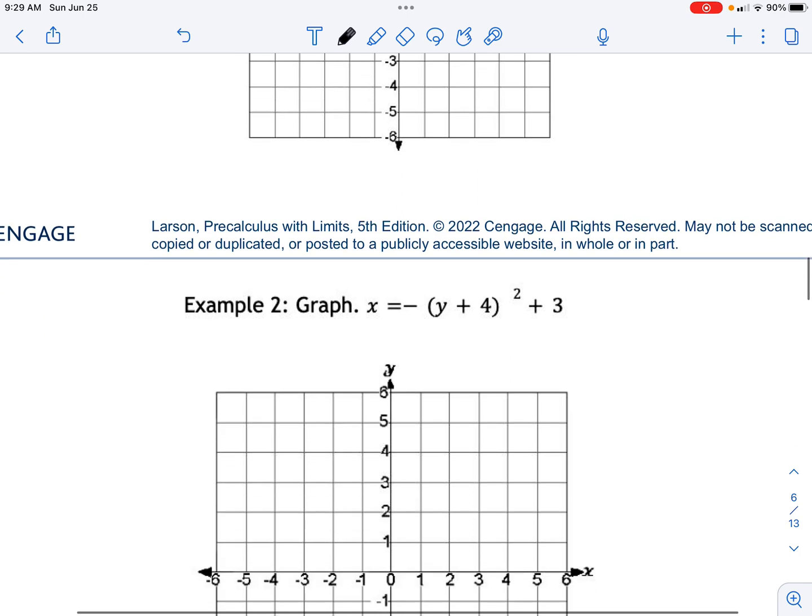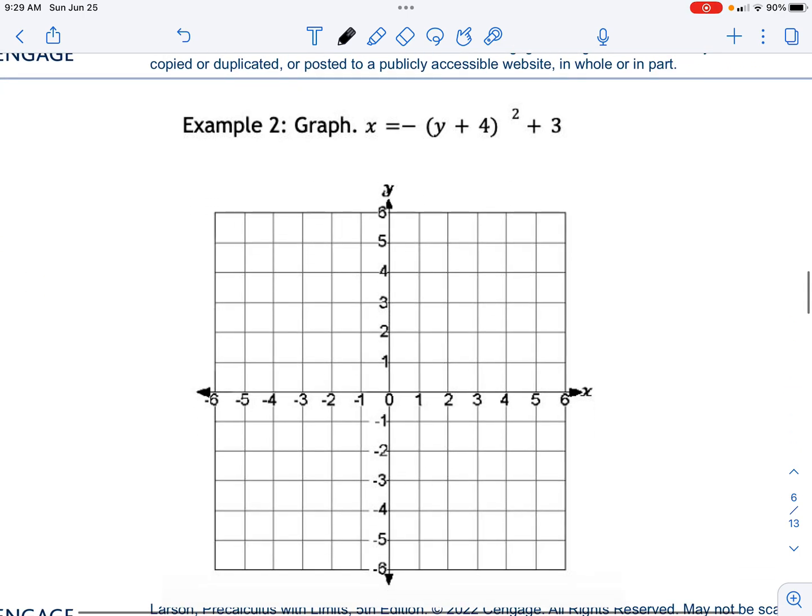Next up, example 2 is the other format. So if you look here, h is negative 4. It's opposite of the sign that it shows there. And k is 3. So when I do my vertex, first I take the k, and second I take the h. So it'd be 3, negative 4 is my vertex.